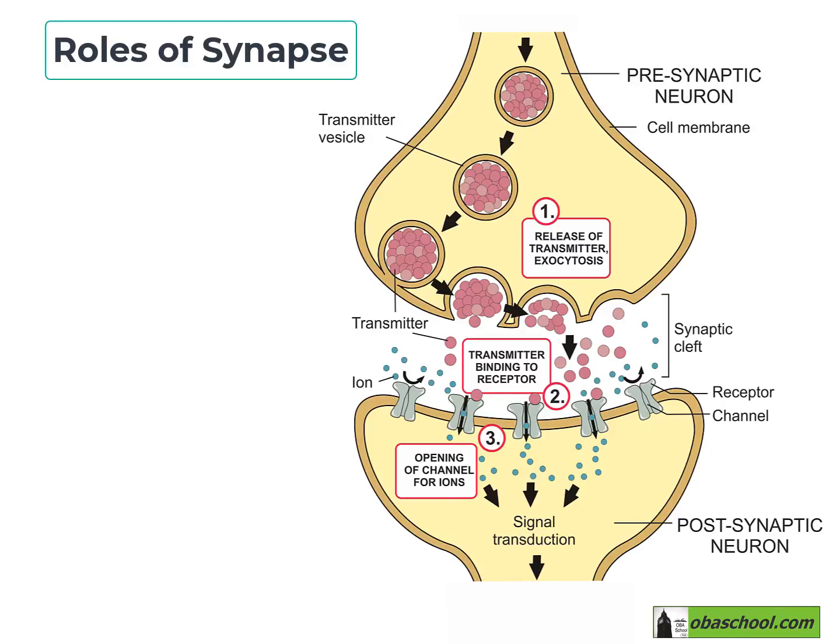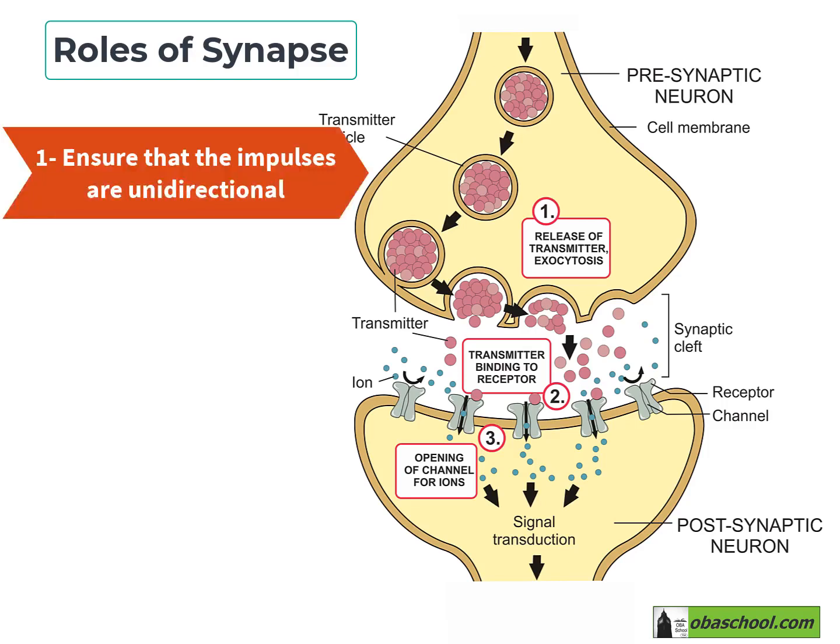Synapses will perform three main roles. First, they will ensure that the impulses are unidirectional, so cannot be accidentally reversed.